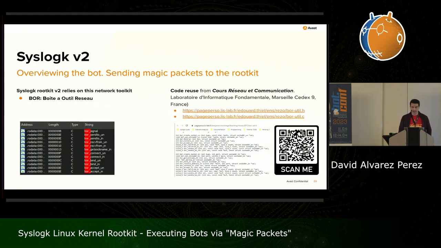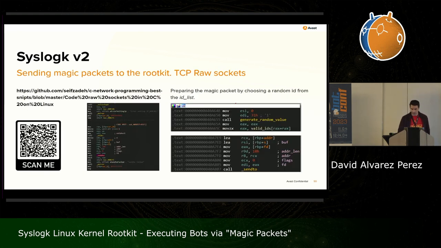And you can see the dependencies that they use for performing the connections. They rely on this dependency, which is part of a course from France, the Cours et Communication, and it is a network toolkit. We can also see a more specific dependency which allows implementing magic packets in user mode space. They used this code snippet for setting the IP address, the IP header values and the TCP header values.